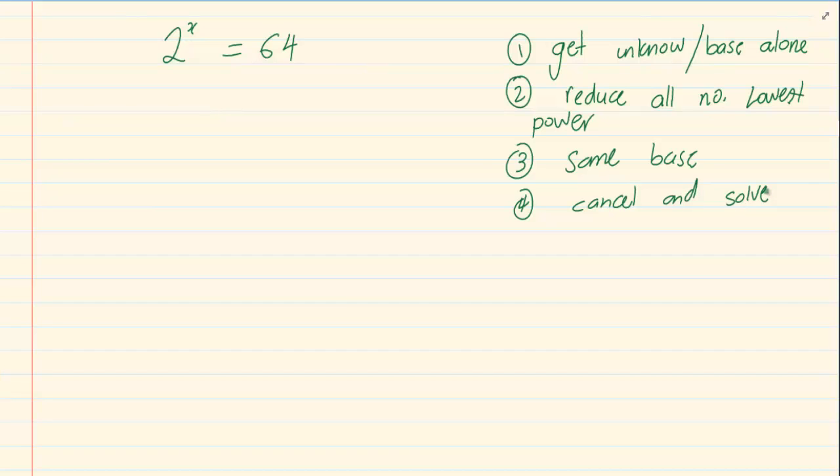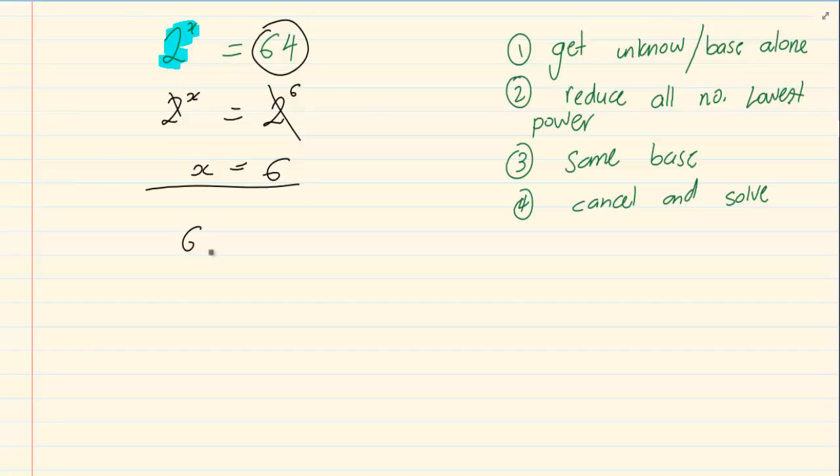Let's take this one. Now, get the unknown and its base alone. In this case, it's already done. The next thing is to reduce all the numbers to its lowest power. Now, 64 can become 2 to the power of 6. And on the left hand side, we have 2 to the power of x. Once they have the same base, I can cancel them. So I have x is equal to 6.